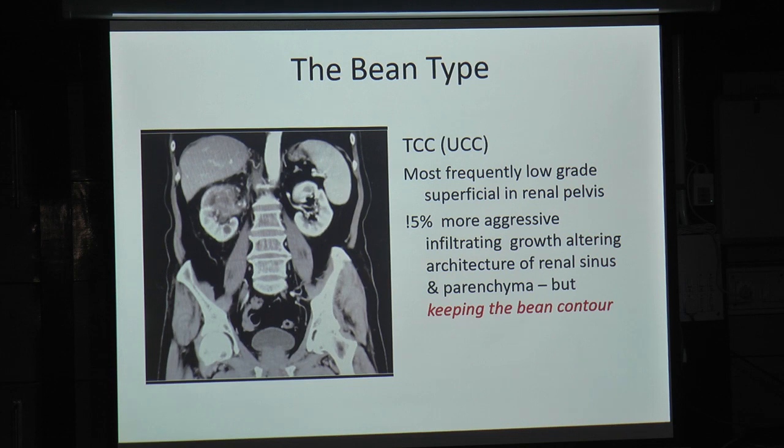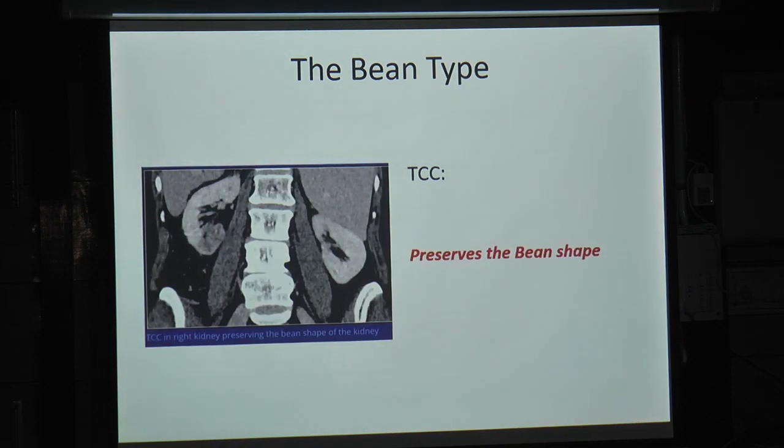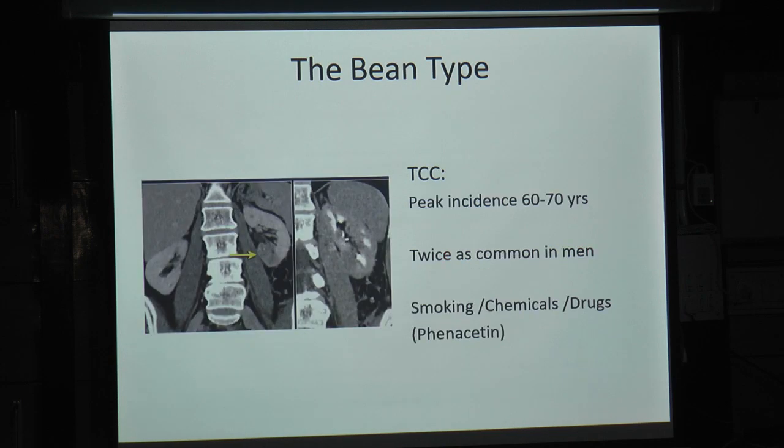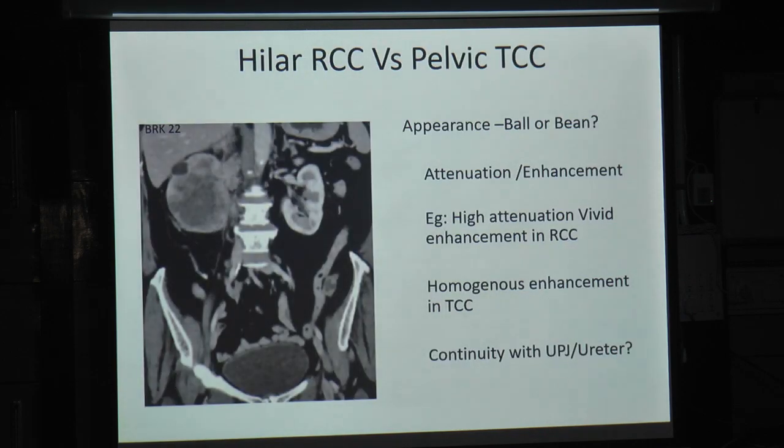Also, look at where the tumor is centered. The center of the tumor is in the collecting system. That's very, very important. TCCs are usually low grade, but can be very aggressive, can be infiltrating, but it keeps the bean contour. Another TCC, lower pole. The shape of the kidney is preserved, just to show you that, and another one on the other side. It is twice as common in men. We all know the causes, we are not here to discuss them. Smoking, chemicals, drugs. Peak incidence is 6th and 7th decade.